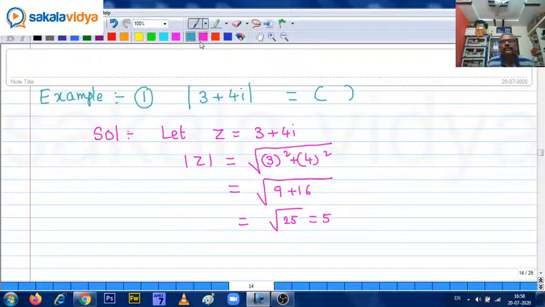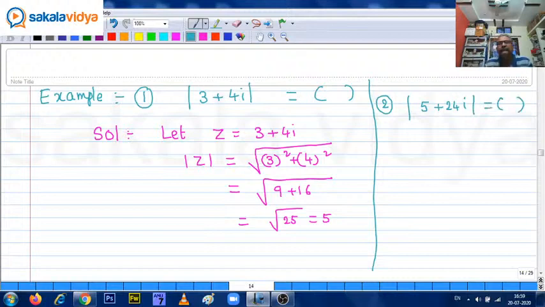Okay, I give one more question. You try it now. Second question. Modulus of 7 plus 24i. You take it 7 plus 24i. What is the modulus of this complex number?